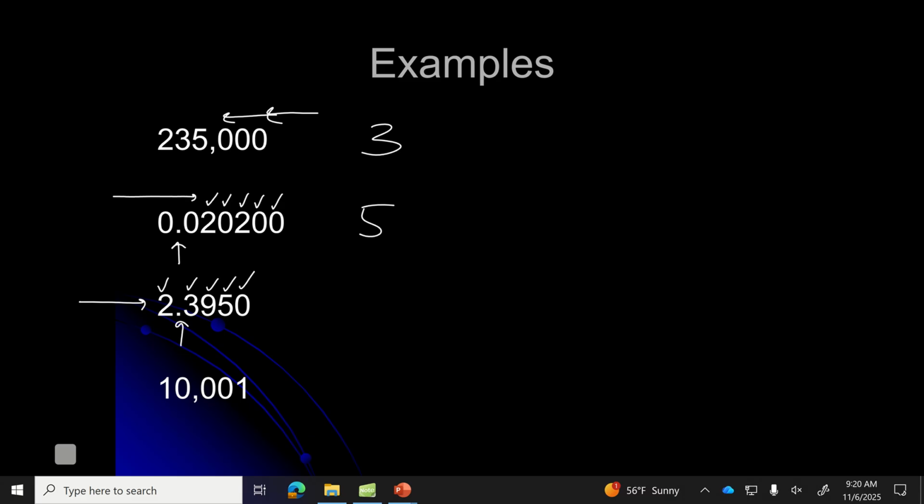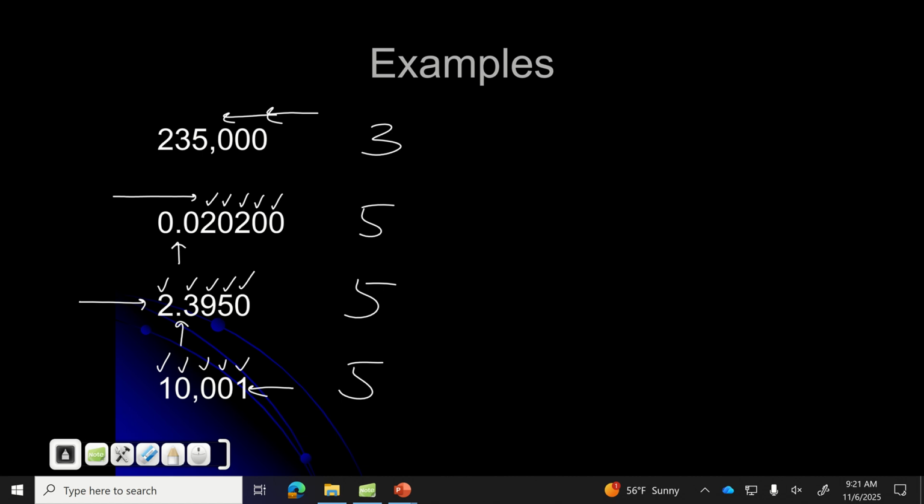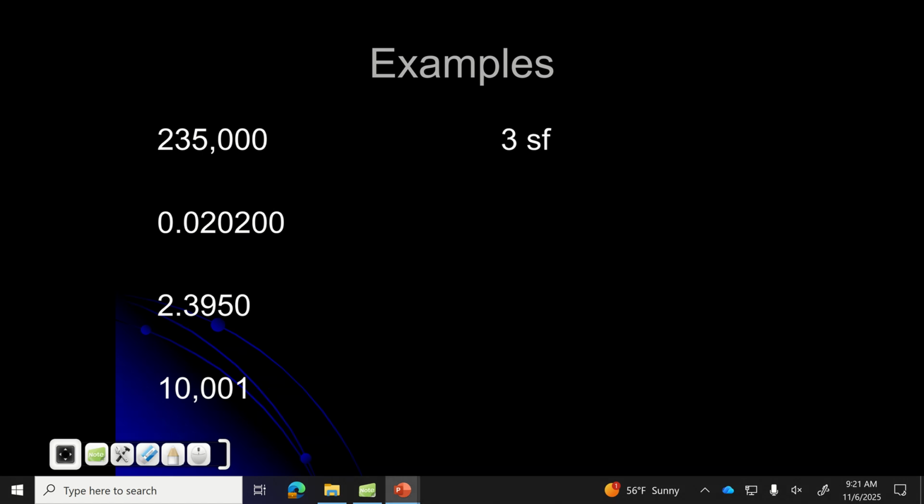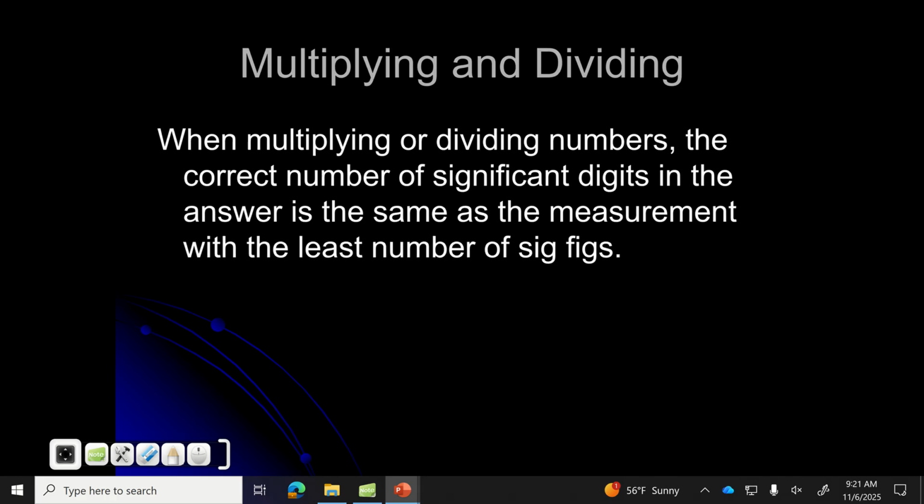And then 10,001, I do not see a decimal point. There's no decimal point there, so I come from the Atlantic, absent. I immediately hit a number, so all of these numbers are significant. This one's also 5. So 555 there. Okay, so 3, 5, 5, 5, 3, 5, 5, 5. I'm so smart. All right.